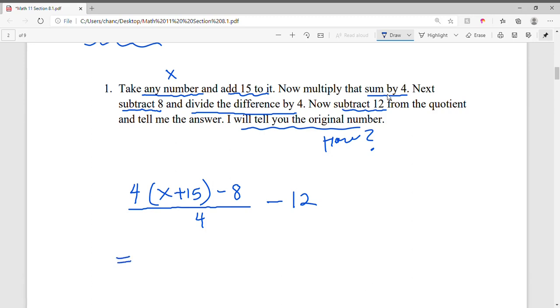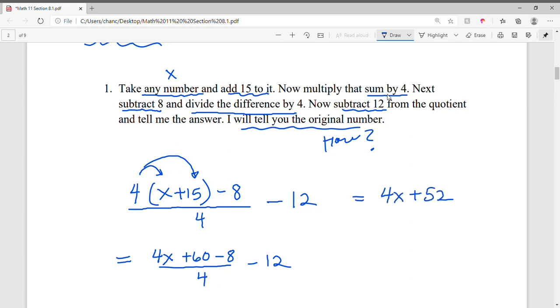So let's start by simplifying. I like to distribute first. Let's distribute the 4. 4 times x, that's 4x. 4 times 15, that's 60. And then we'll copy the rest of the expression. Now let's start simplifying. 60 minus 8, that's going to give us 52. So this simplifies to (4x plus 52) over 4 minus 12.